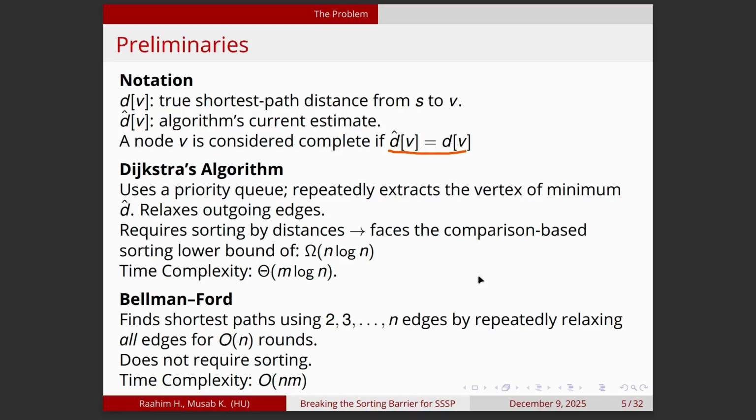If we talk about the Bellman-Ford algorithm, this repeatedly finds paths of increasing edge lengths. So first it finds the shortest paths using only 2 edges, then 3 edges, then n edges, by repeatedly relaxing all of the edges for a series of n rounds, or order of n rounds. Now, this doesn't require sorting, but it has a harsher runtime of big O of nm.